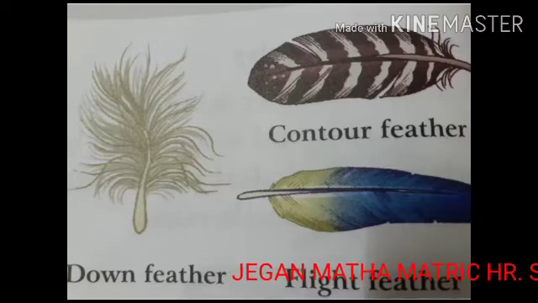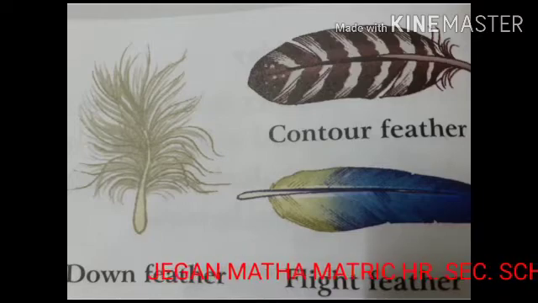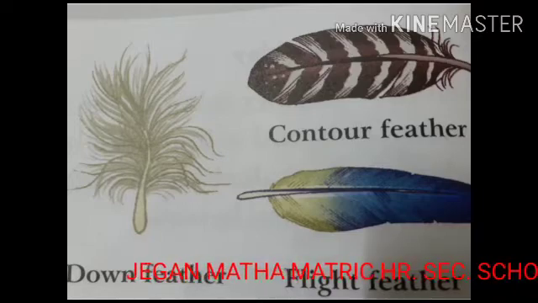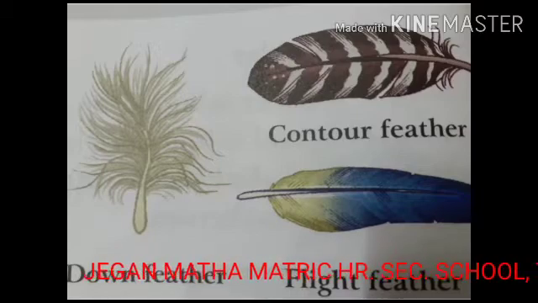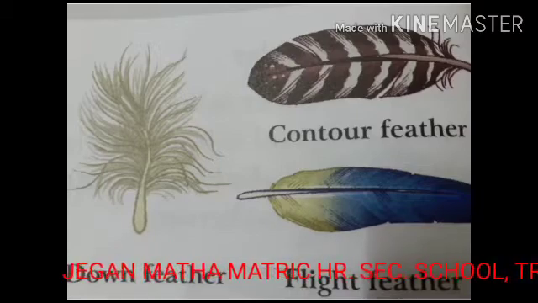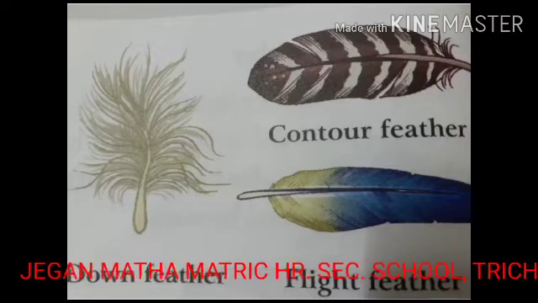Second one is down feathers. This we see, down feathers. Down feathers are small and soft feathers that help in keeping the birds warm. What are down feathers? Down feathers are small and soft feathers that help in keeping the birds warm.